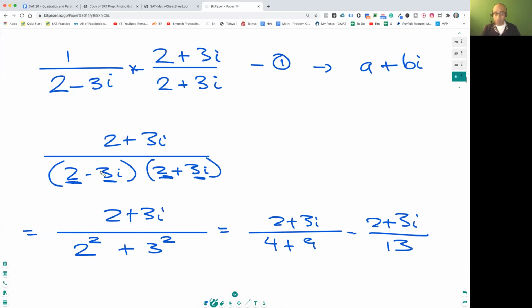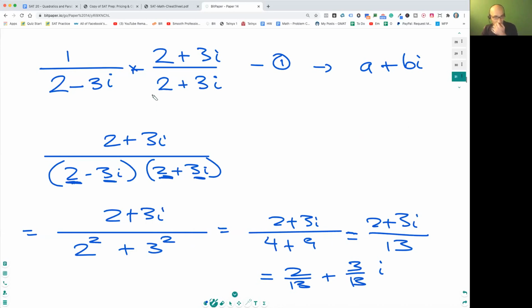Yes, that's going to save you time. That's the shortcut. So don't try to FOIL stuff. Remember, this trick works only for complex conjugates, which means something like 4 minus i and 4 plus i, where the numbers are the same and only the sign is different. Now you can write this as 2 over 13 plus i 3 over 13. So this is your real part and this is your imaginary part.